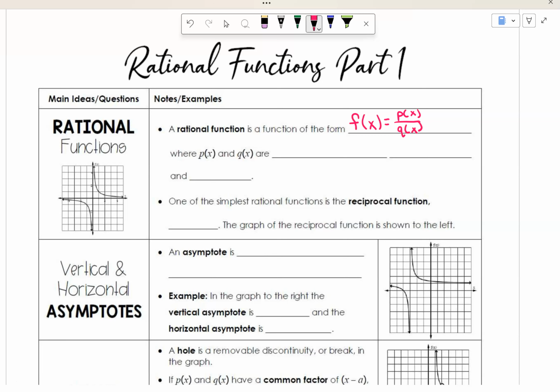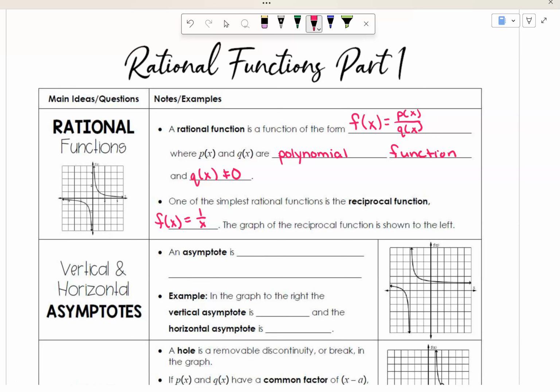Okay, so basically what I'm saying is p of x and q of x are just polynomial functions. And of course, q of x cannot equal 0. Okay, one of the simplest forms is the reciprocal, and that is just 1 over x. And of course, that is shown over here.